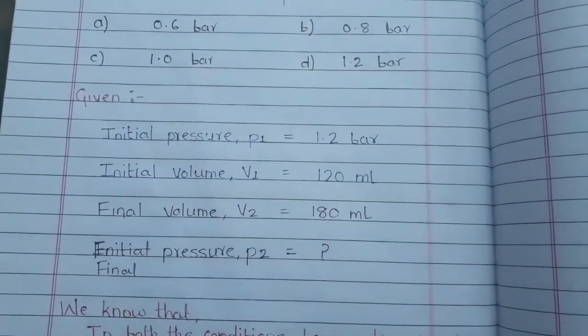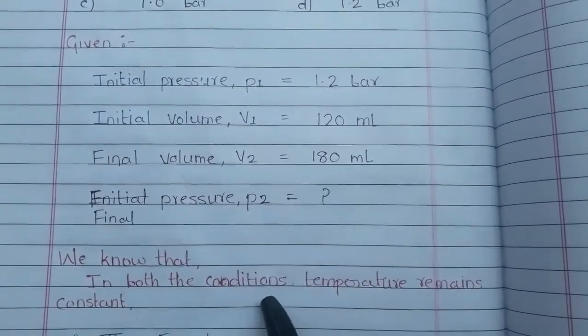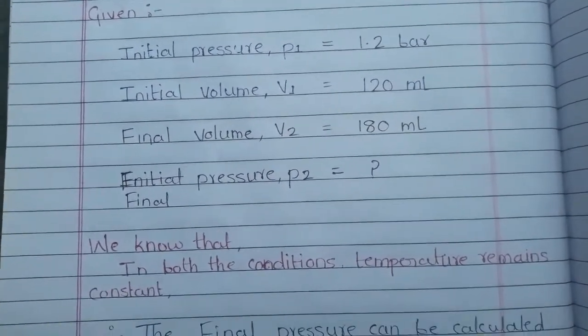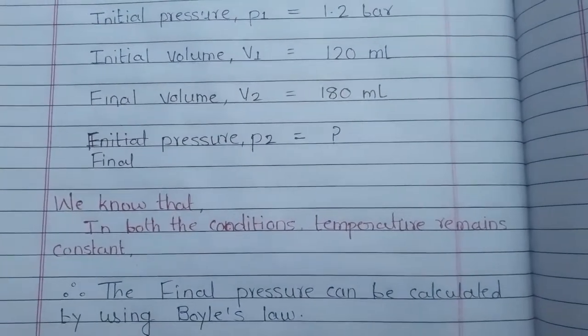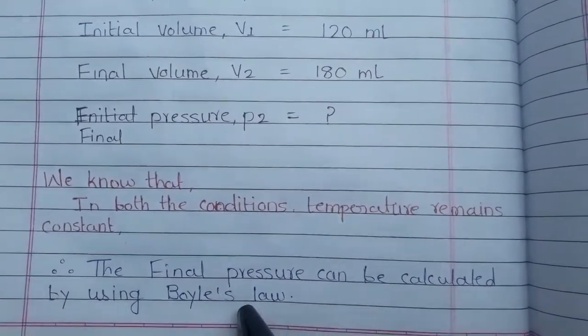Before applying Boyle's law, we should know what is Boyle's law. So we know that in both the conditions temperature remains constant, which is 35 degrees Celsius. I have already told you. So therefore final pressure can be calculated by using Boyle's law.